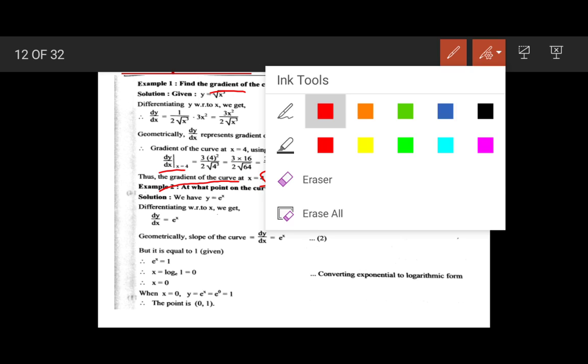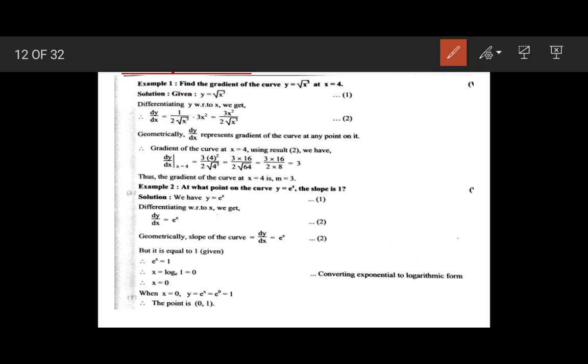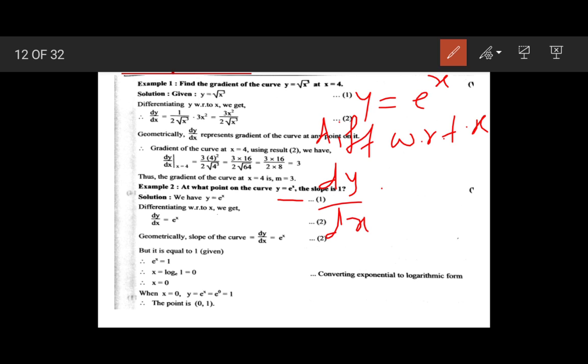Now see the next sum. At what point on the curve y is equal to e raised to x is the slope 1? So y is equal to e raised to x is given. What we are going to do? We are just differentiating with respect to x. So the derivative of y will be dy upon dx. The derivative of e raised to x is e raised to x. Okay. Now slope is given as 1. Right? Since m means dy upon dx is equal to 1.